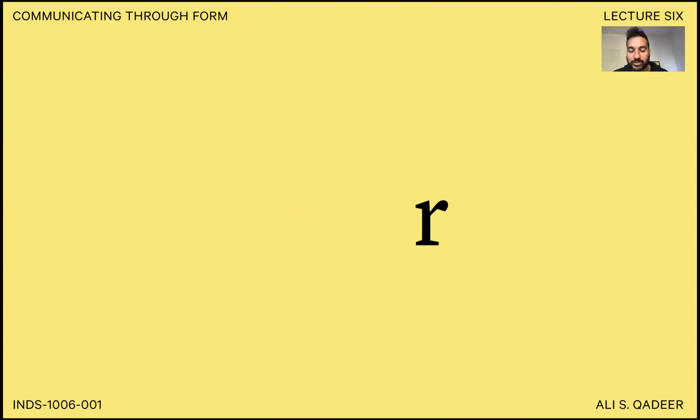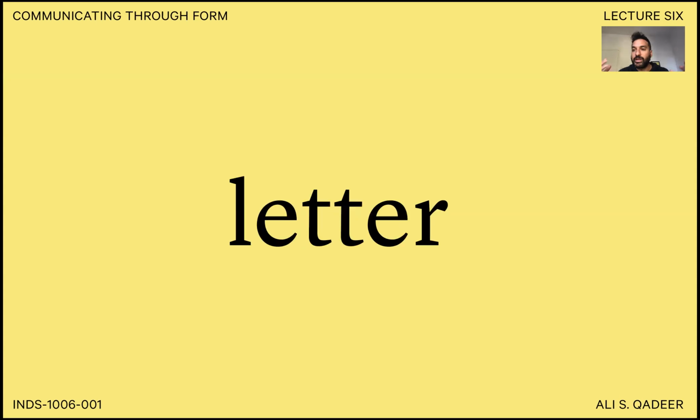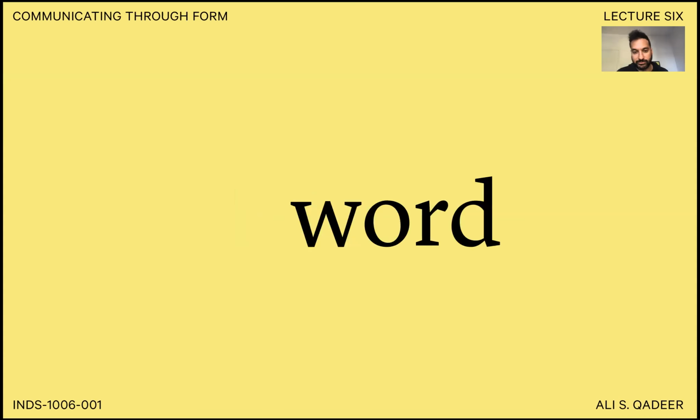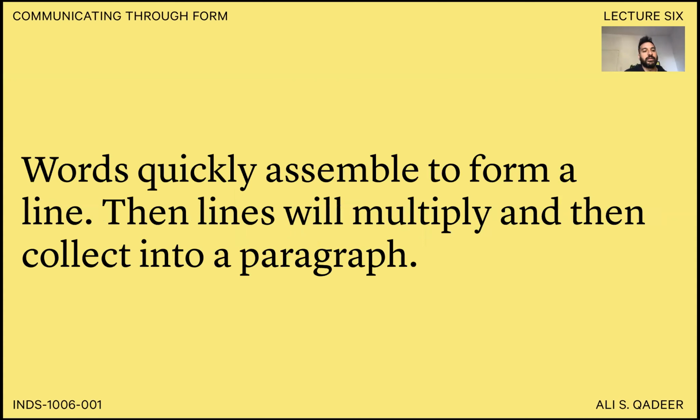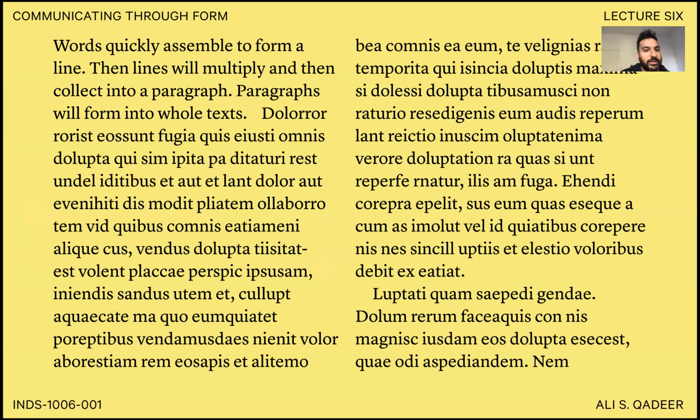A letter is kind of a special thing. If we start with just a letter, we can start to combine multiple letters together, and very quickly we come to words. Now, words can quickly assemble into longer strings and assemble to form a line. As words assemble into a line, lines will then multiply and collect into a paragraph. And this is where meaning can really start to foment. Paragraphs will form into whole text eventually.